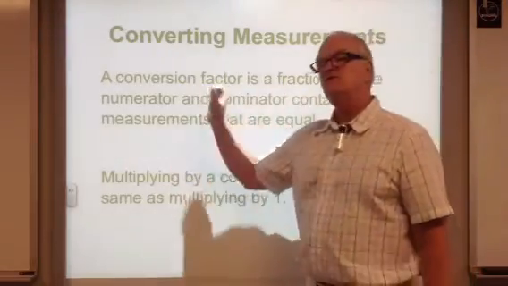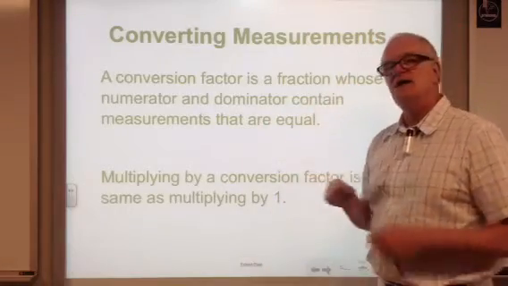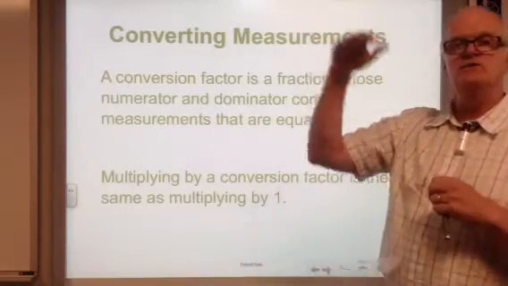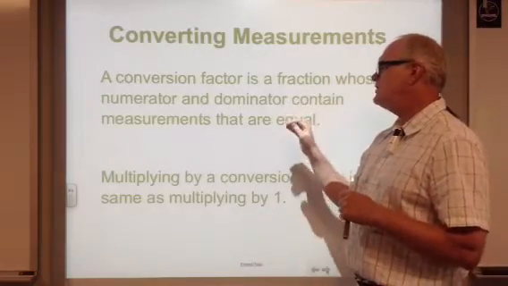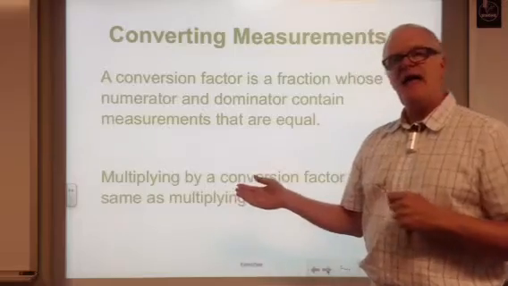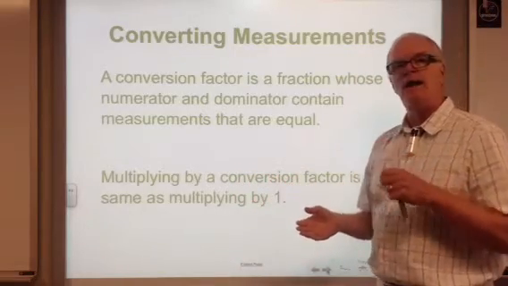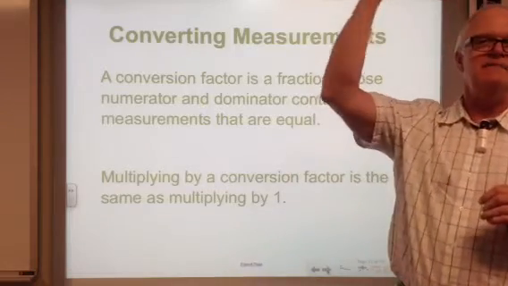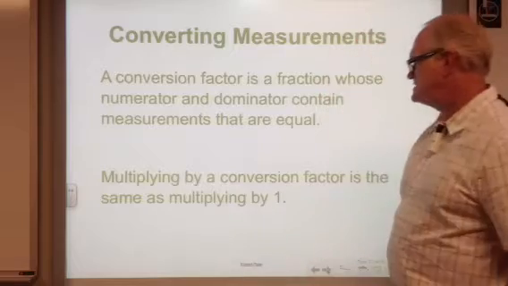And to do that, we're going to use conversion factors. So conversion factors are fractions. They have a measurement in the numerator and a measurement in the denominator, and those measurements are equal. So multiplying by a conversion factor is the same as multiplying by 1, because we're multiplying by something that has a numerator that is equal to its denominator.